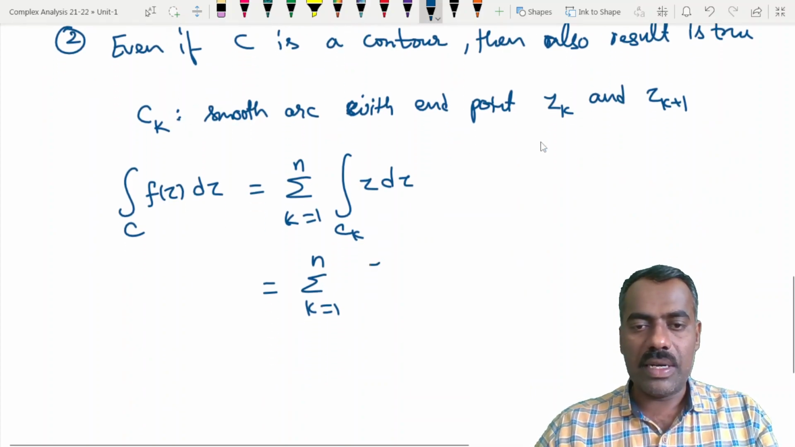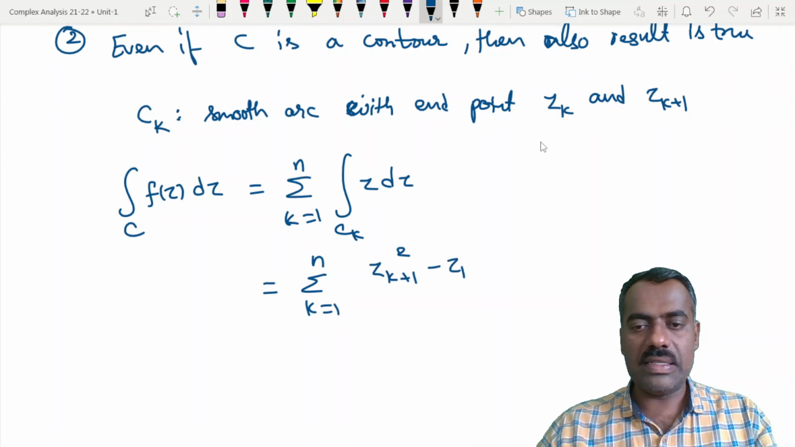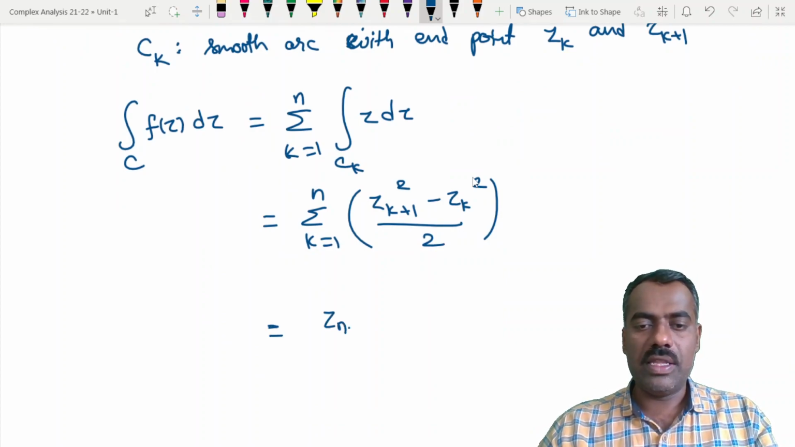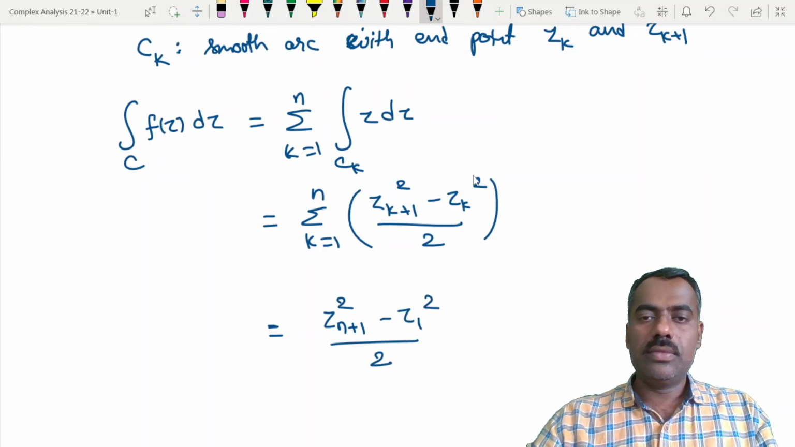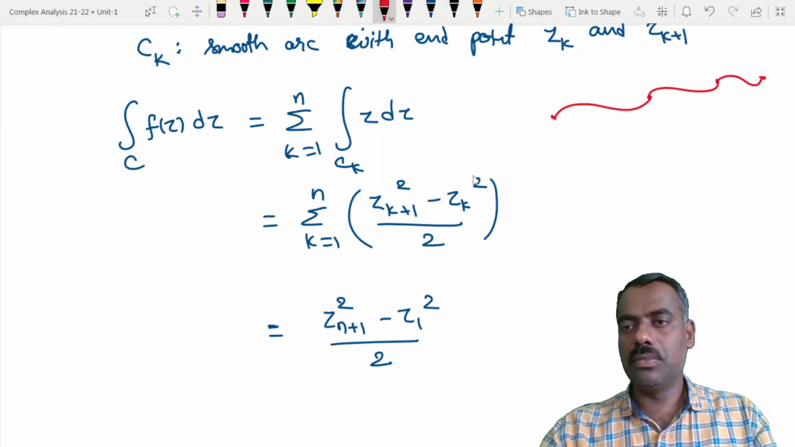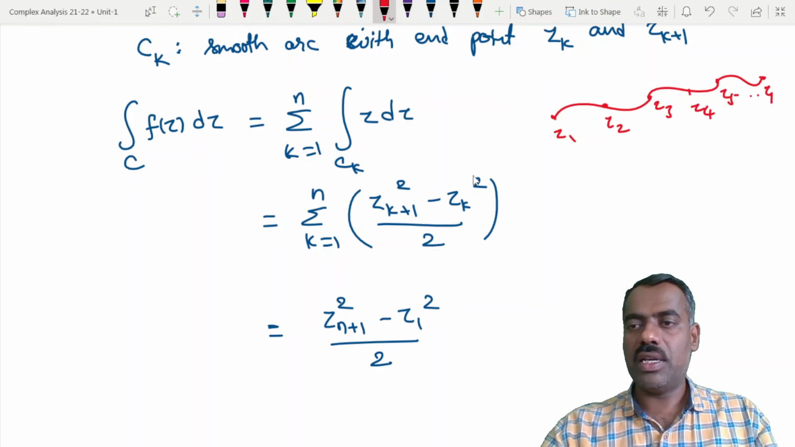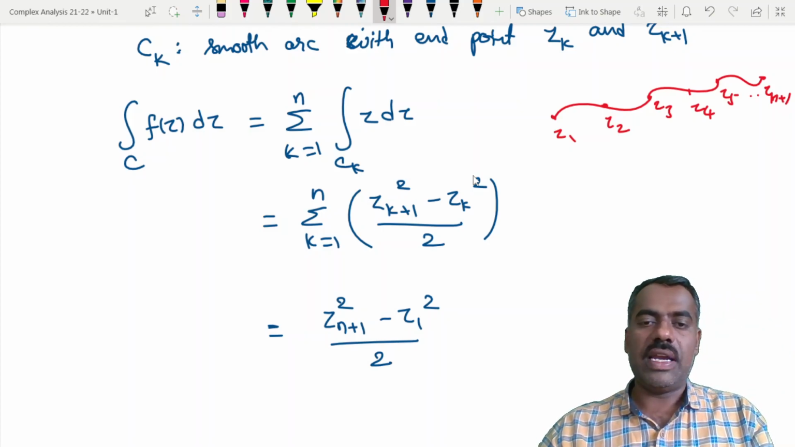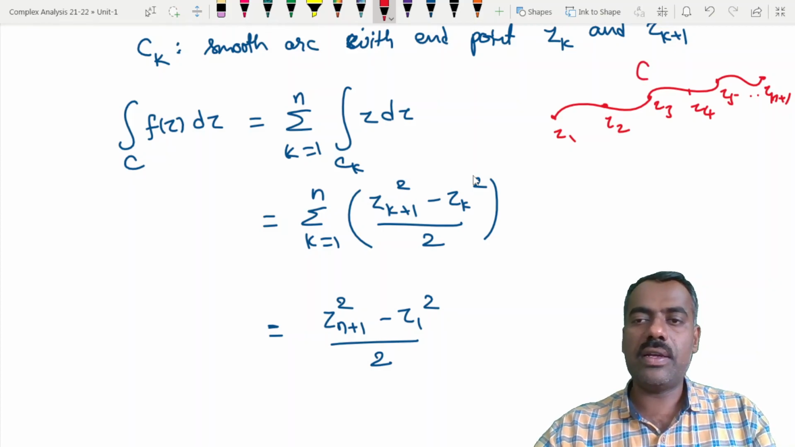Okay, so this is nothing but z_{k+1}^2 minus z_k^2 by 2. But if you expand this summation, only the first one and the last one will remain. That means z_{n+1}^2 minus z_1^2 upon 2. Right? Fine. So if you have a curve, something like this, with endpoints z1, z2, z3, z4, z5, and so on, zn or z_{n+1}, then you split into this and sum up, you will get this. Okay, this is your entire contour C.